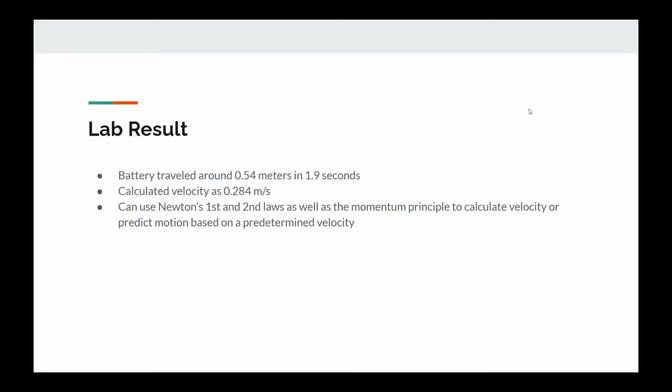A brief look at the lab result. The battery traveled around 0.54 meters in 1.9 seconds. Calculated the velocity as 0.284 meters per second. We can use Newton's first and second laws as well as the momentum principle to calculate velocity or predict motion based on my predetermined velocity.